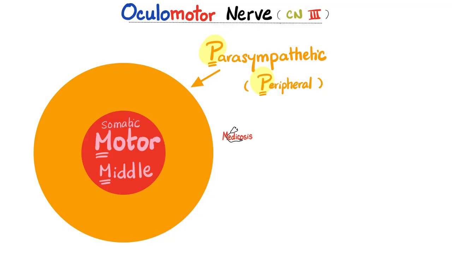Next, let's talk about the distribution of fibers inside the oculomotor nerve. All of this is the oculomotor nerve. On the inside, we have the somatic motor fibers in the middle, in the center. These will supply the extraocular muscles and the levator palpebrae superioris. As for the parasympathetic fibers that came from the Edinger-Westphal nucleus, the parasympathetic is peripheral, not central but peripheral. Amazing. So the somatic motor is in the middle, but the parasympathetic is peripheral.